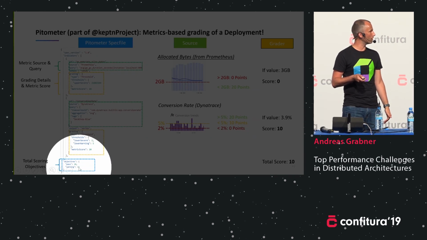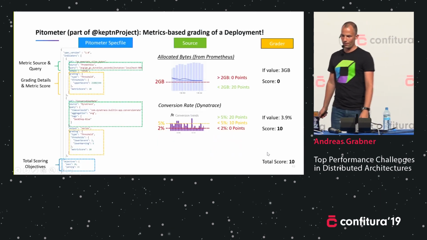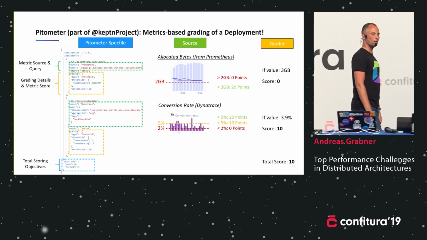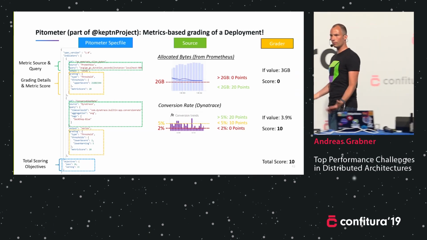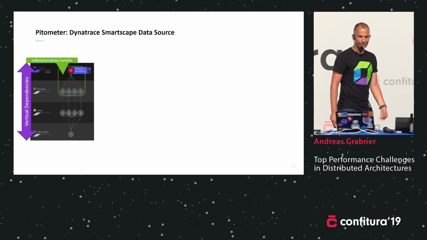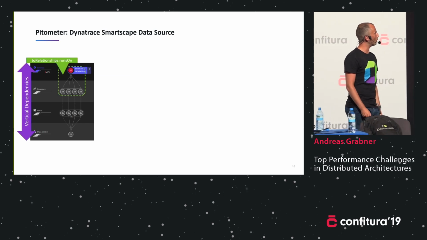And in this case, the objective was 30 points. Well, we only have 10 in total. Therefore, this is not a good build. Does this make sense? Yeah, very simple. Open source project, you can extend it. We also extended it as Dynatrace because Dynatrace is one of the data sources. You saw this screenshot earlier.